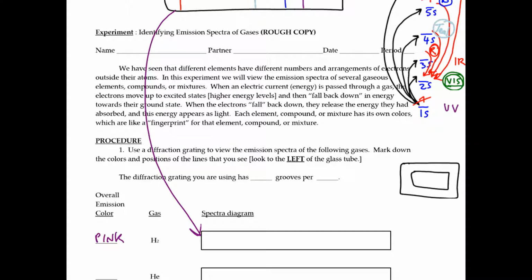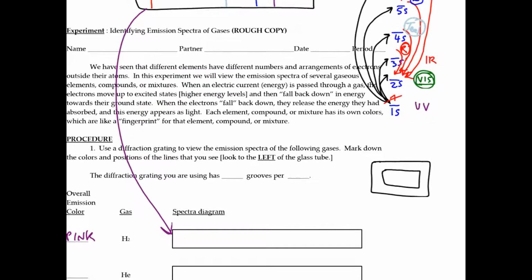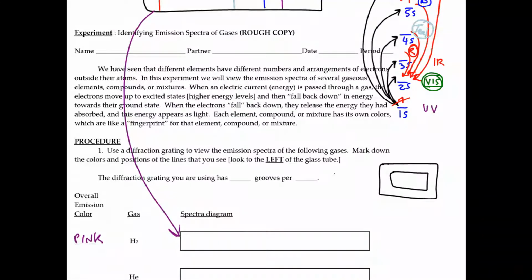And the reason you can even see any of this is because of the diffraction grating. So the diffraction grating right here has 750 grooves per millimeter. Okay, there's these tiny little grooves that you can't really even see with your eye. If you were to look at a side view, it has tiny little grooves like this. Okay, so that's the diffraction grating right here.